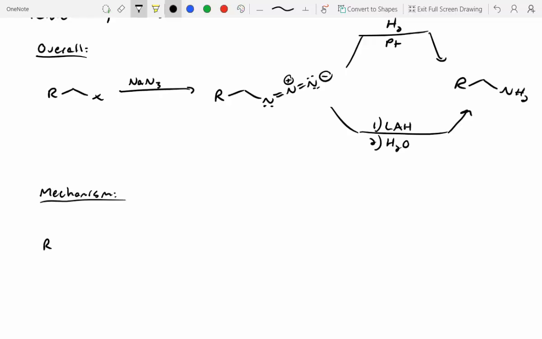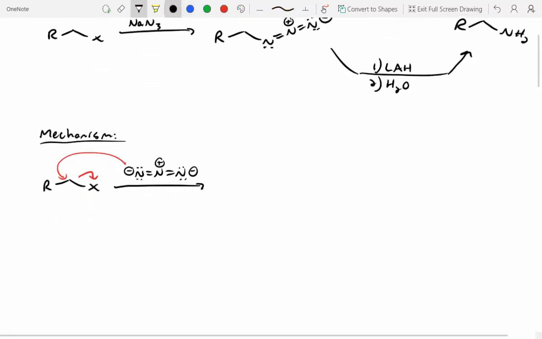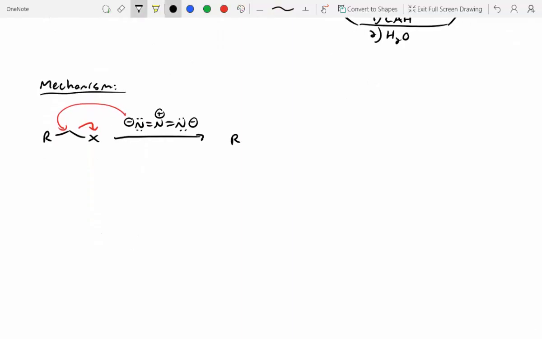So the first step we said is reaction with our alkyl halide. And sodium azide is a salt that looks pretty unstable, and it is unstable. What will happen is this will just backside attack, kick off our leaving group. Now we've got our azide intermediate.